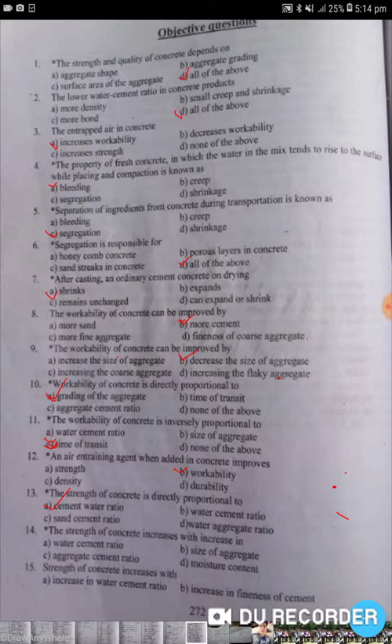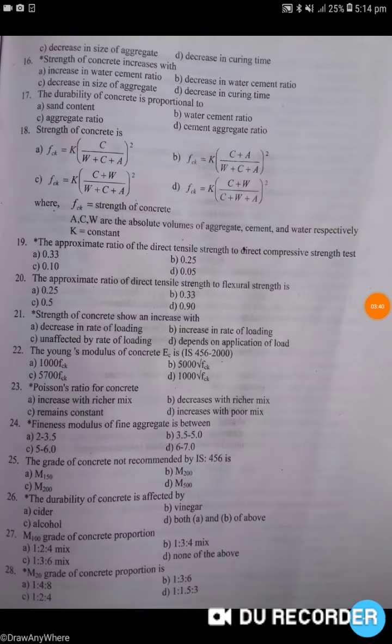The strength of the concrete increases with increasing the size of the aggregate. And the next is question number 15. Strength of the concrete increases with the increase in water cement ratio, increase in the fineness of the cement. Strength of concrete increases with increase in fineness of the cement. Now the next question number 16. Strength of the concrete increases with the increase in water cement ratio, decrease in water cement ratio, decrease in size of the aggregate, decrease in curing time. Decrease in water cement ratio.